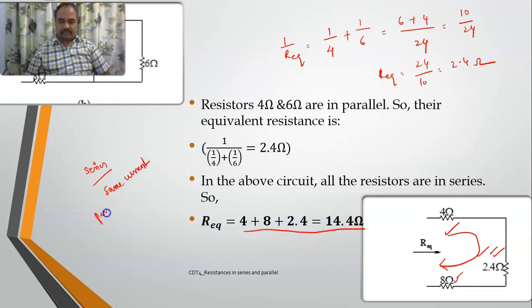How to identify whether they are in parallel or not? They must be across the same ends, or they must have the same potential drop across them.